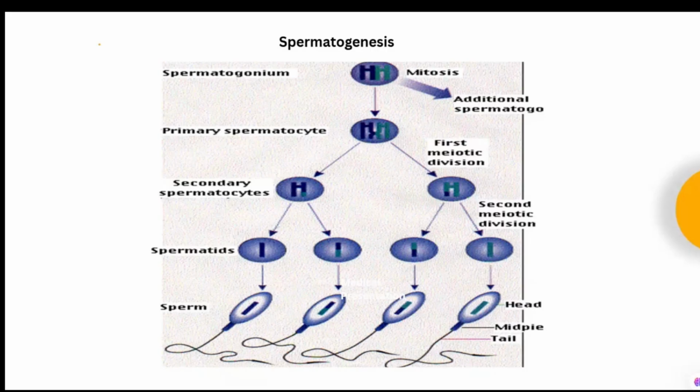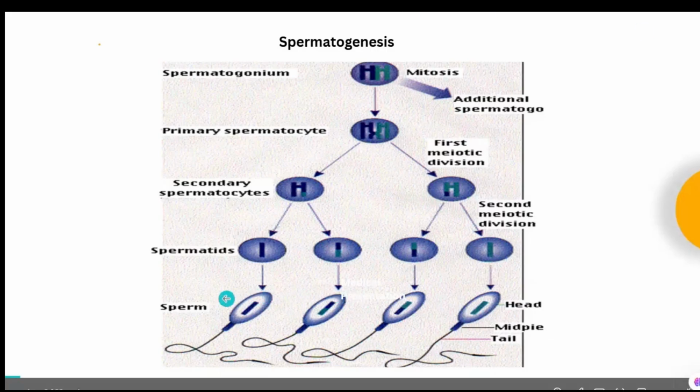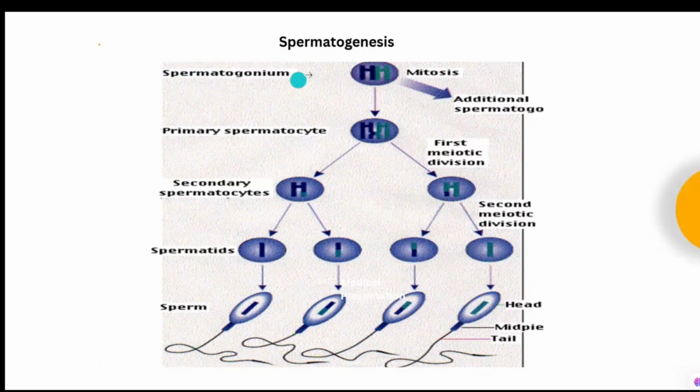Okay, we know well that the sperms, which are the mature cells, are derived from a basic cell which is called spermatogonia. These spermatogonia are present in the seminiferous tubules of the testis and they are diploid in nature. They undergo mitosis and form additional spermatogonia. Actually there are two types of spermatogonia, type A and type B.